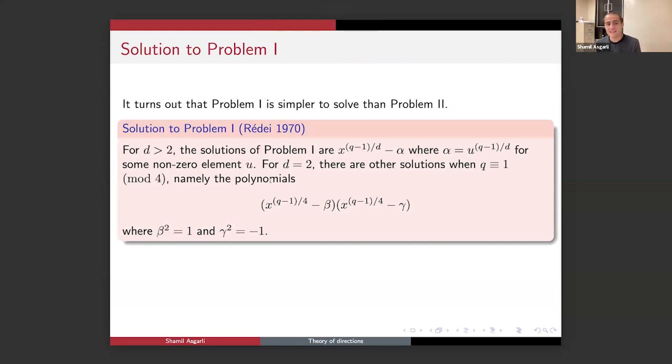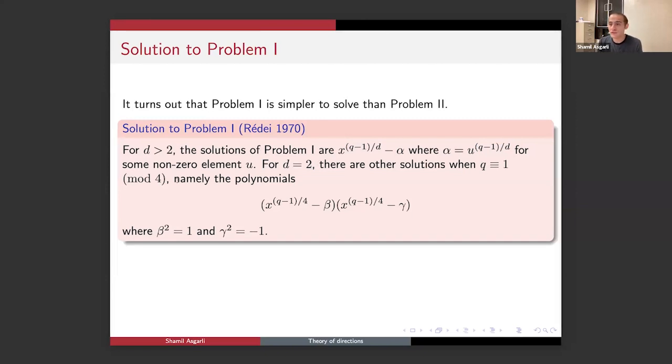Basically, if d is bigger than 2, then the only solutions to the problem are those polynomials of the form x to the power of (q minus 1) over d, minus alpha, where alpha is u to the power of (q minus 1) over d for some non-zero element u. Now, when d is 2, there are exceptional solutions. There are, in fact, exceptional solutions when q is 1 mod 4.